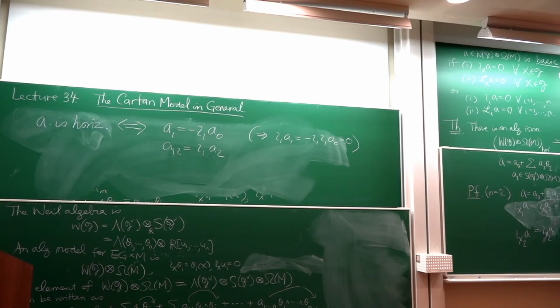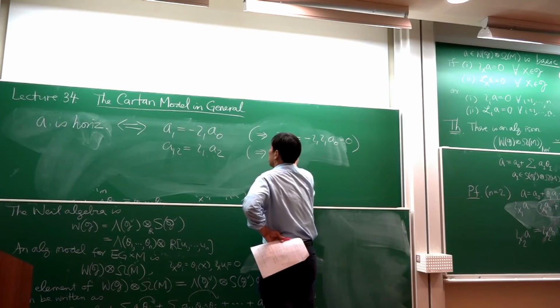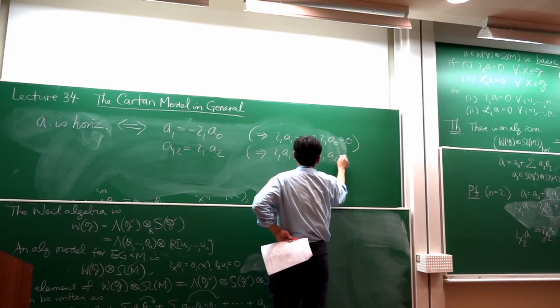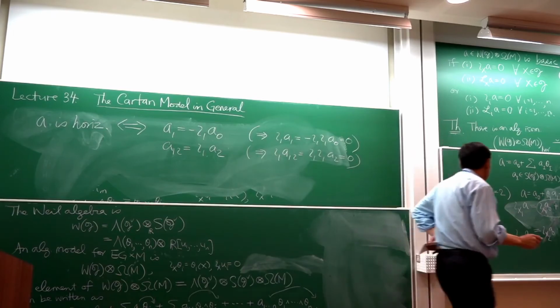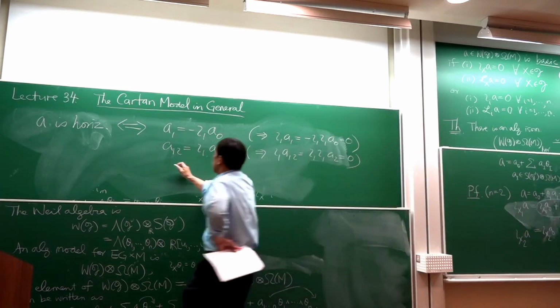And then this term, so I1 A1,2 has to be 0, but this implies that I1 A1,2 is I1 A2, so that's 0. Okay, so you get these two conditions, and then here you have A2 has to be, and these have to sum to 0. So A2 has to be minus I2 A0.